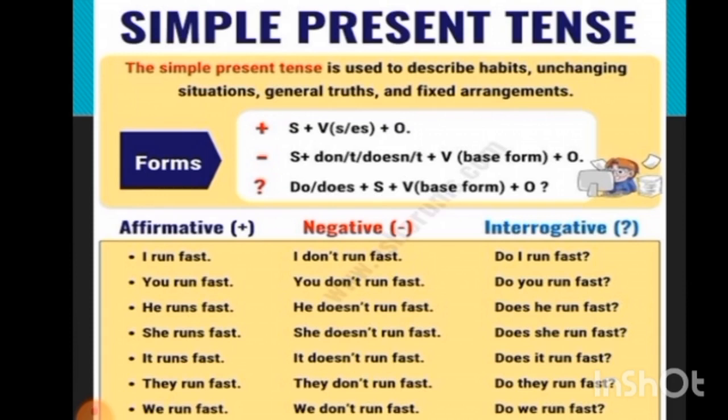I run fast. The negative is I don't run fast, and the interrogative is do I run fast? You run fast. You don't run fast. Do you run fast? He runs fast. He does not run fast. Does he run fast? So these are all the examples on your screens. You can see that we have just added s with run when we are writing it.